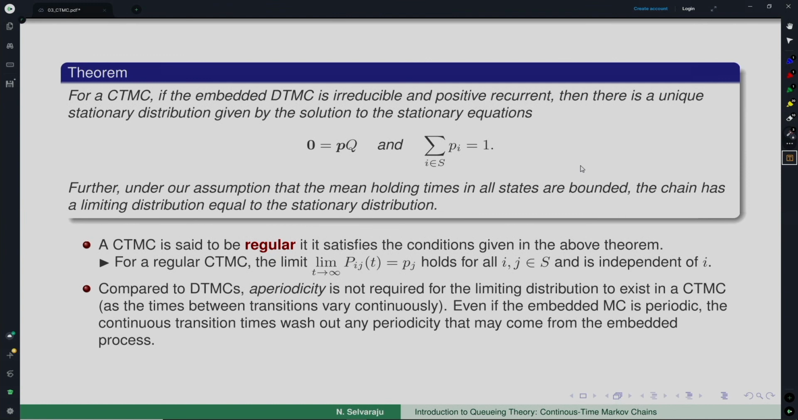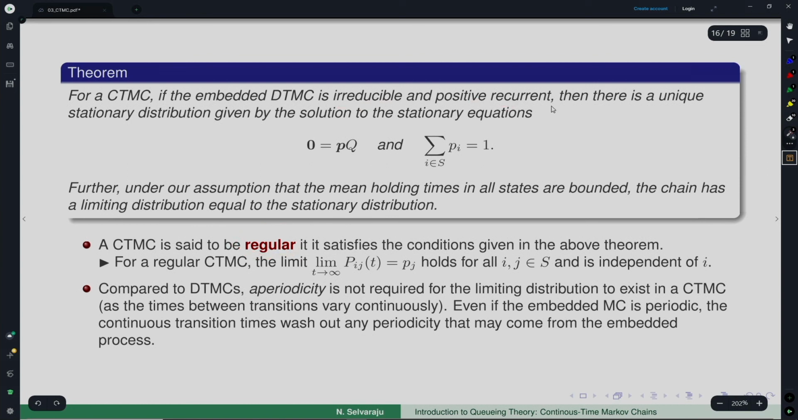Now you can see that a continuous time Markov chain is said to be regular, we use the word regular, if it satisfies the conditions given in the above theorem, which is irreducible, positive recurrent, and the mean holding times are bounded. And for a regular Markov chain, this holds, right? The transition probabilities, not just the state probabilities, if I take t tends to infinity, become Pj and independent of i, and these are the state probabilities, which you can obtain from this equation. So this is also true for a regular Markov chain, which means you are irreducible and positive recurrent here.